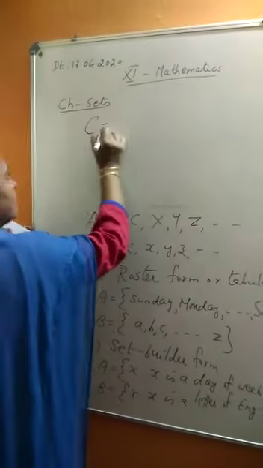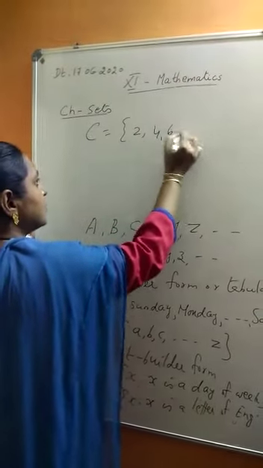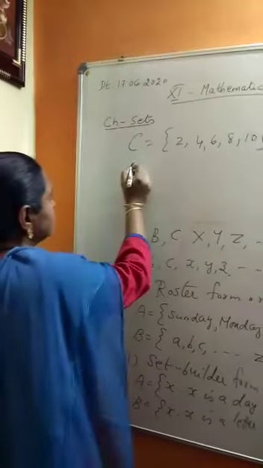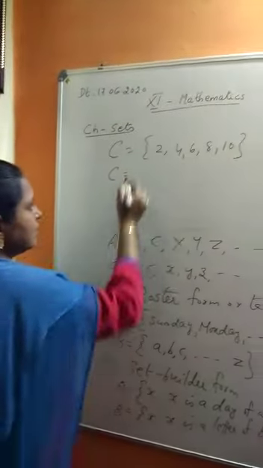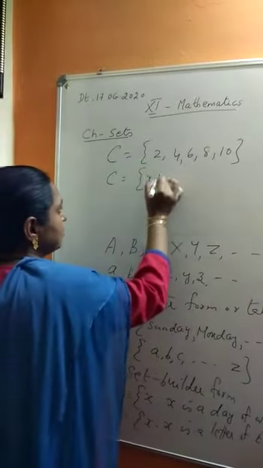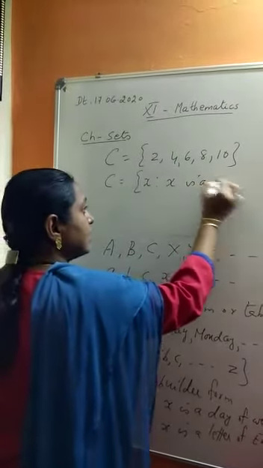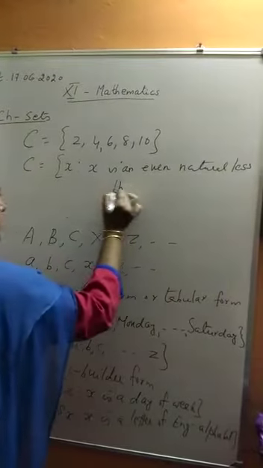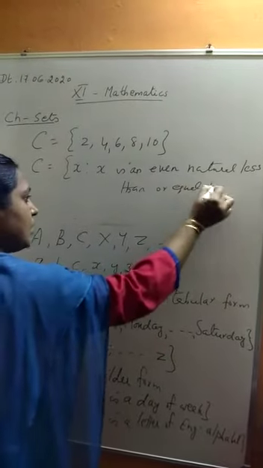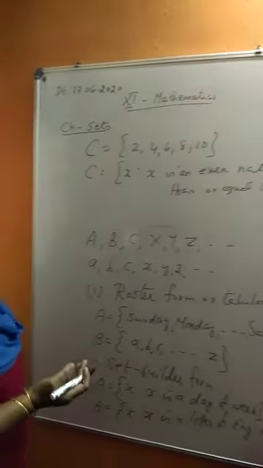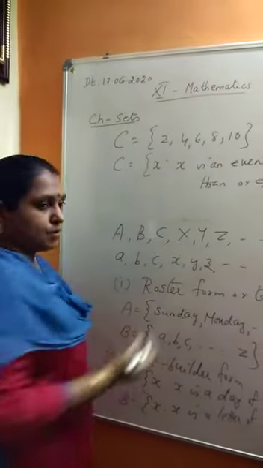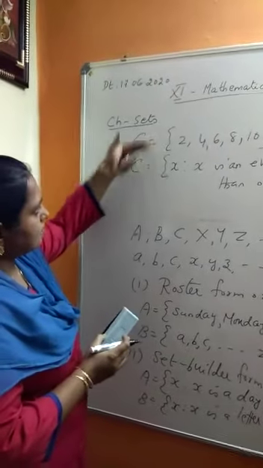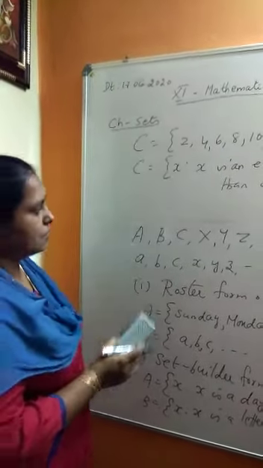Suppose C is the set {2, 4, 6, 8, 10}. The corresponding set builder form we want to write. We can see that all the numbers are even. We can write C = {x : x is an even natural number less than or equal to 10}. Instead of less than or equal to 10, you can write less than 11, then also it is correct, there is no problem. Or you can write x is a multiple of 2 up to 10. This way we can convert roster form to set builder form and set builder form to roster form.